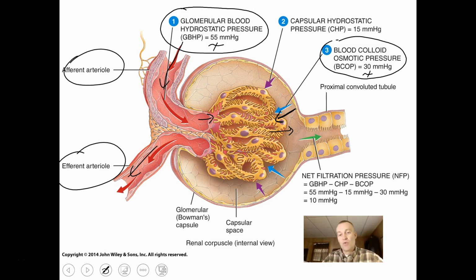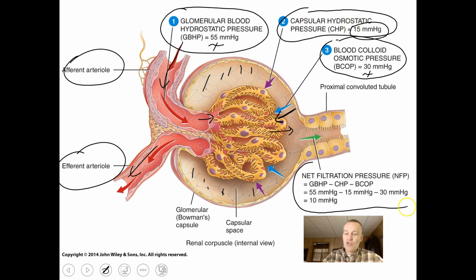It's causing the reabsorption of water back into the capillary. And you can see it's 30 millimeters of mercury. Well, 30 millimeters of mercury is less than 55 millimeters of mercury, so you know, filtrate will be squeezed out. But there's another pressure called capsular hydrostatic pressure. So the fluids that are inside of this capsule, they do develop a pressure, and that pressure can be measured, 15 millimeters of mercury.